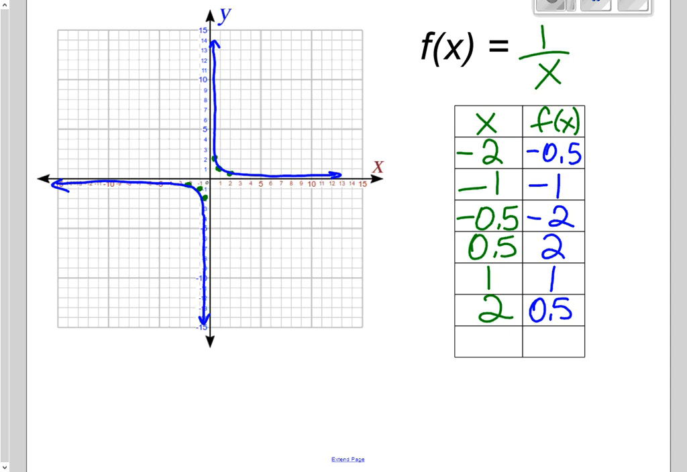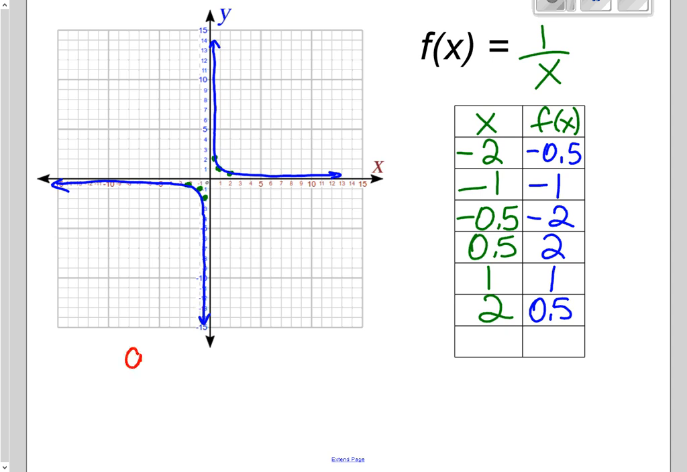So you might remember a few lessons ago, I asked you to figure out what asymptotes are. So asymptotes are exactly that. They're lines, either vertical or horizontal lines, that the graph gets really, really close to, but never actually crosses.